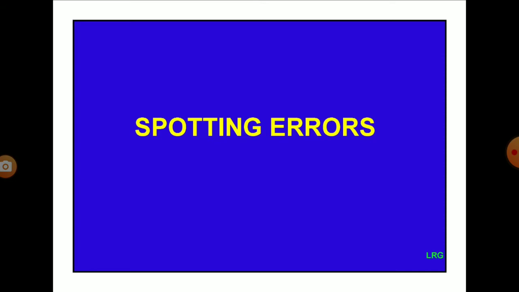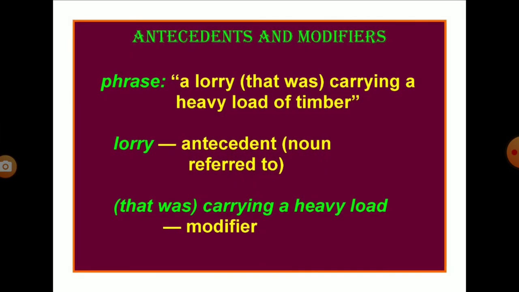To understand the meanings of the terms modifier and antecedent, take a look at this noun phrase. The phrase: a lorry carrying a heavy load of timber. The noun lorry is called the antecedent because that is the noun going before the modifier, and the phrase carrying a heavy load of timber is the modifier. If we use "that was", that becomes a clause. Whatever it is, whether it's a phrase or a clause, that is the modifier. So, carrying a heavy load of timber modifies or qualifies the noun lorry. Otherwise, the noun lorry remains unlimited in meaning, unqualified.